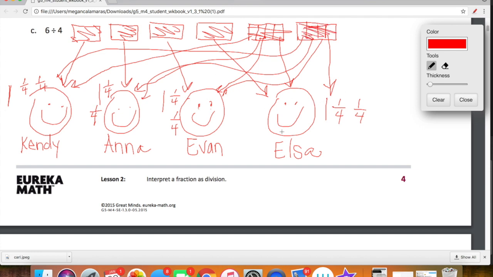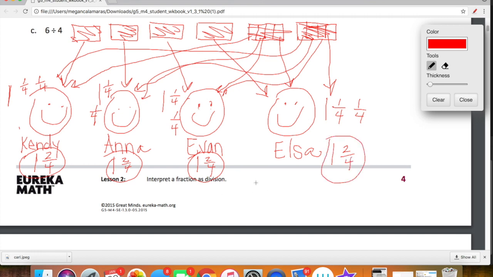And now let's see how many graham crackers each of these kiddos got. So Kendi got 1 whole and 2/4. Okay, so 1 and 2/4. And then Anna got 1 whole and then 2/4. Okay, good. And then Evan got 1 whole and 2/4. Okay, happy Evan. And then Miss Elsa got 1 whole and then 2/4. Okay, cool. So everyone got an even amount.